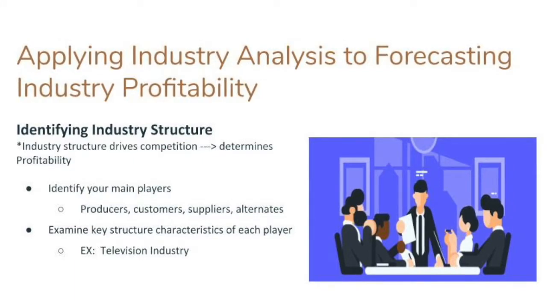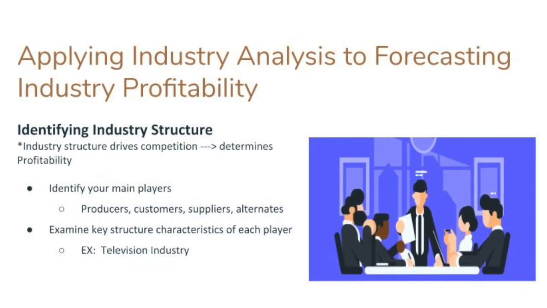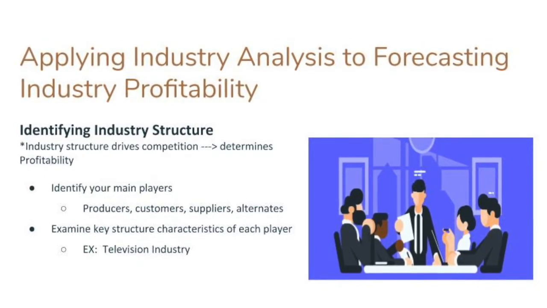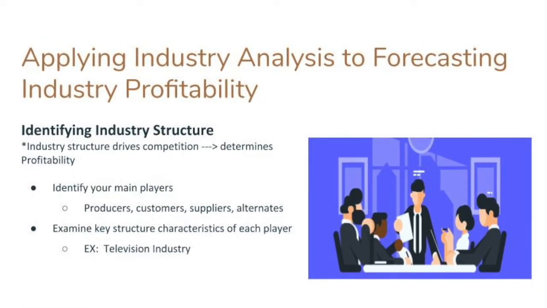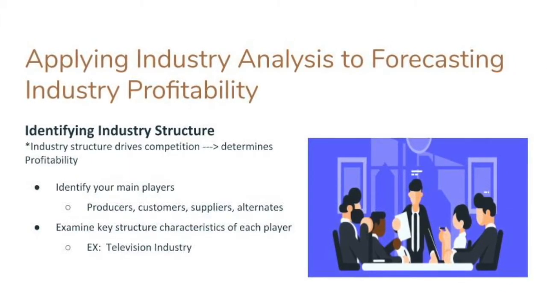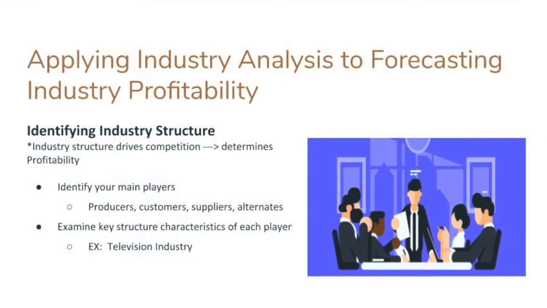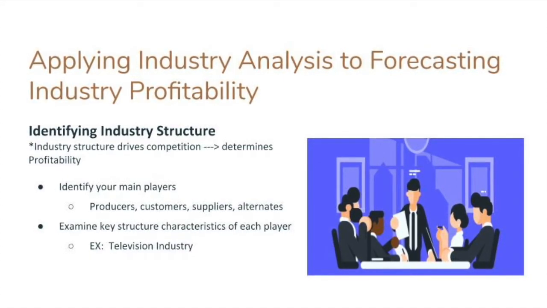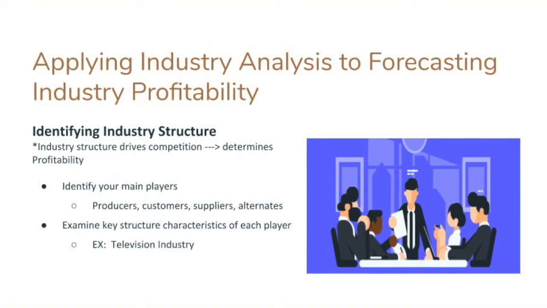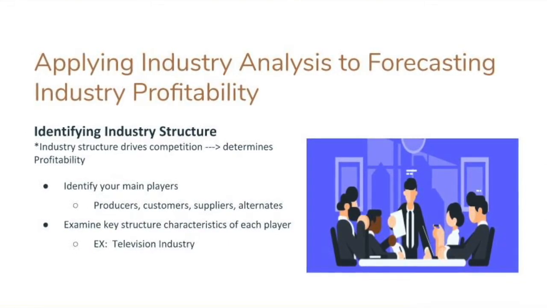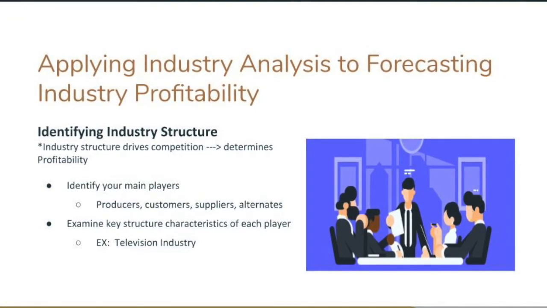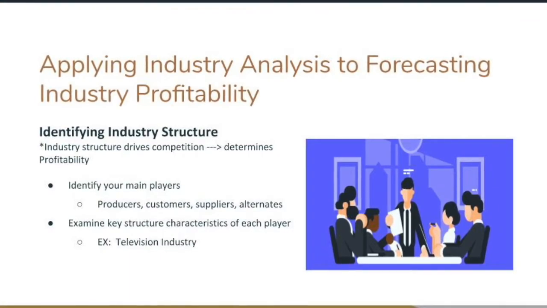Applying industry analysis to forecasting industry profitability. We have to understand how industry structure drives competition, which then determines industry profitability. Then you can apply this analysis to forecast industry profitability in the future. The first stage to doing so is to identify your main players. These are the producers, the customers, the input suppliers, and the producers of substitute goods. Then you examine their key structural characteristics, and that will determine competition and bargaining power.